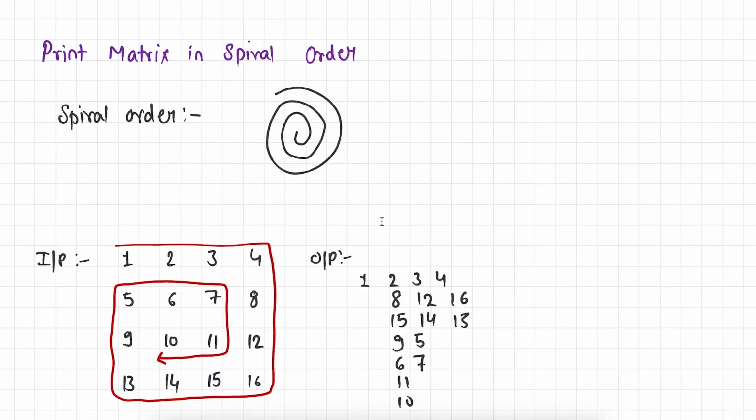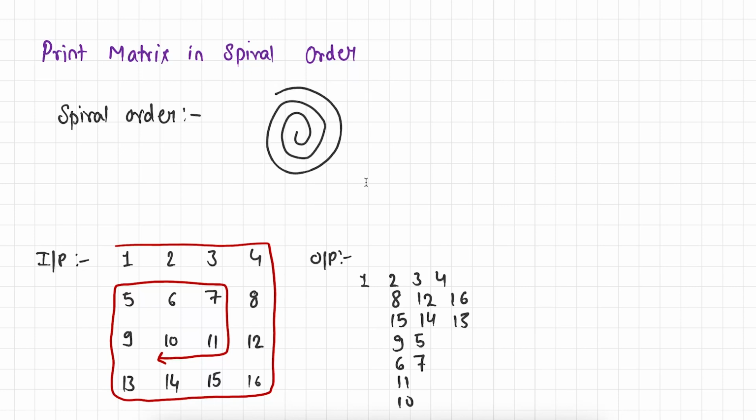Alright, let's have a look at this problem. In this problem we are given a matrix and our task is to print the matrix in spiral order. For those who don't know what it means by spiral order, let me show you. If you look at this diagram, you will see that this is known as spiral order. It starts from the outer layer, then goes to the inner layer, then the next inner layer, then the next. This is what spiral order looks like.